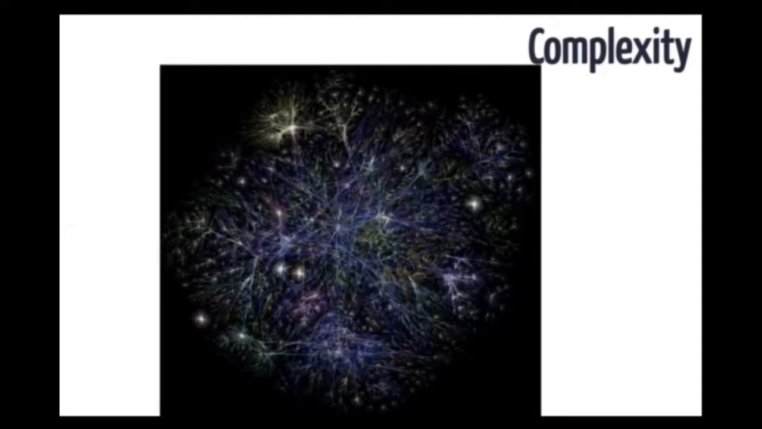I want to talk a little bit about complexity. And complexity, so this is a beautiful example of data visualization. It happens to be about the internet. This is a map of the internet. But I look at it and it's beautiful, but I really can't extract any information from it. I can appreciate the aesthetics of it, but I cannot really understand what's going on here.